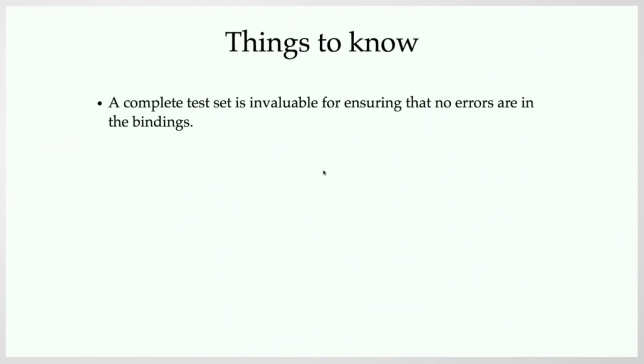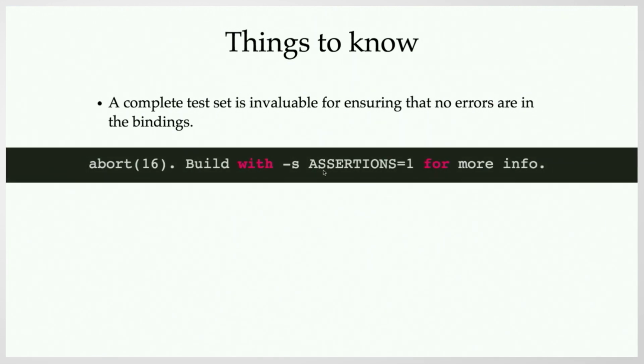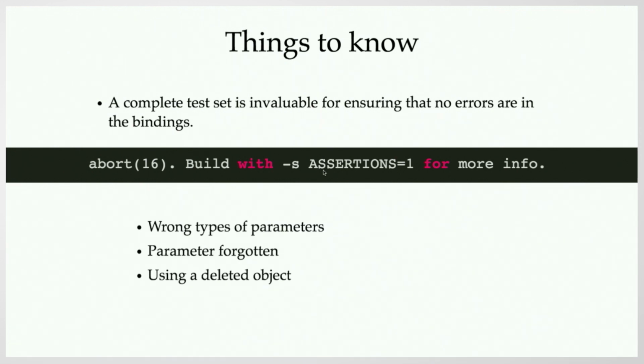Next thing to know is that it's really, really important to have a full test set of your library so that you can get confident in the fact that it's working, because that's the kind of error that you can get when something is going wrong in your WebAssembly module. It's not helpful at all. And it can happen for quite a few things: a wrong type of parameter, some parameter that you forgot, or you've used an object that you deleted before. The whole thing will explode in the WebAssembly world. So let's be careful and have a good test set.